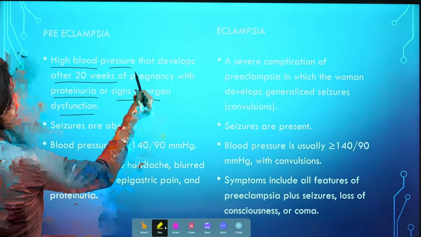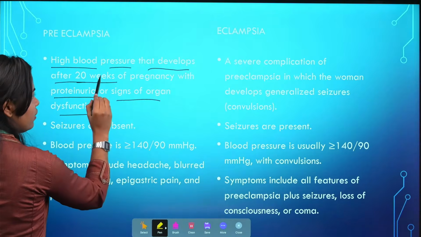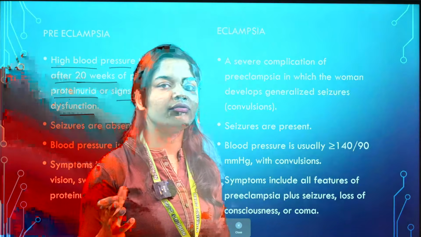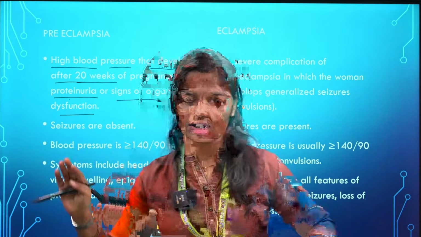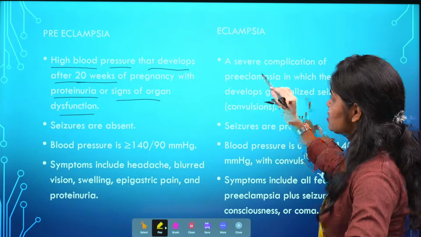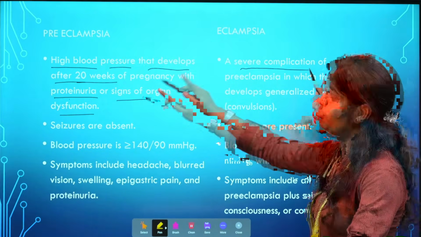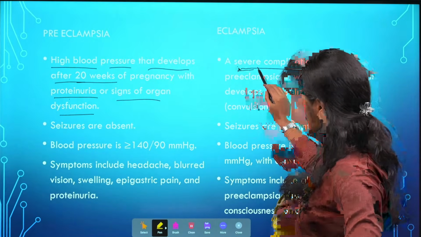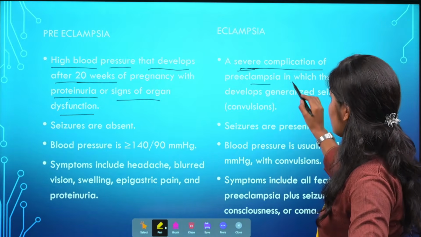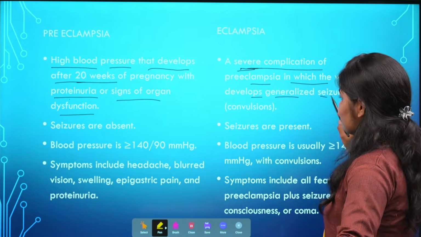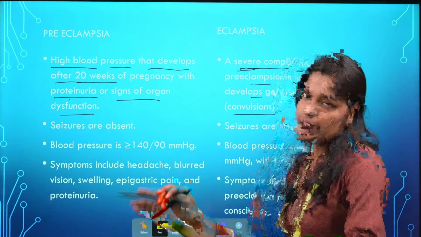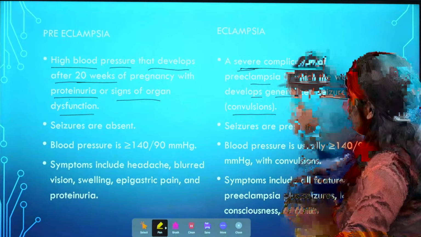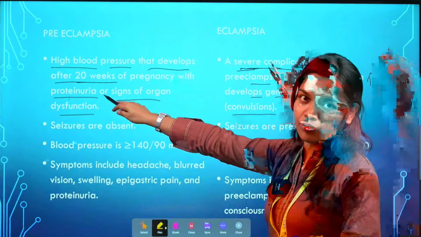It is a condition in which there is high blood pressure that develops after 20 weeks of pregnancy with proteinuria. It also indicates signs of organ dysfunction. That is preeclampsia. Eclampsia is a severe complication of preeclampsia, in which the woman develops generalized seizures or convulsions. Convulsion or seizure will develop in eclampsia. Here also high blood pressure will be there.